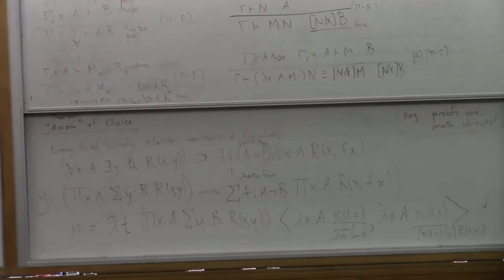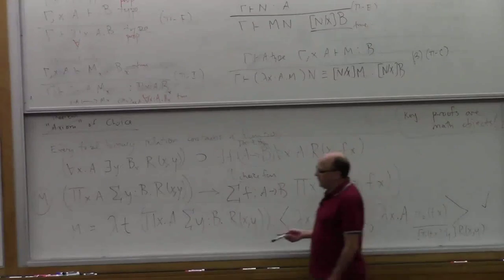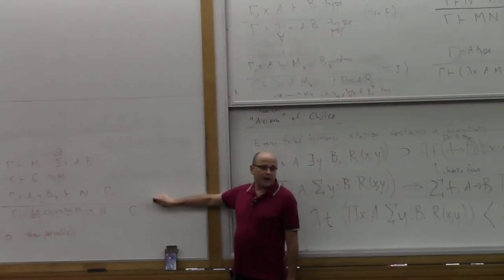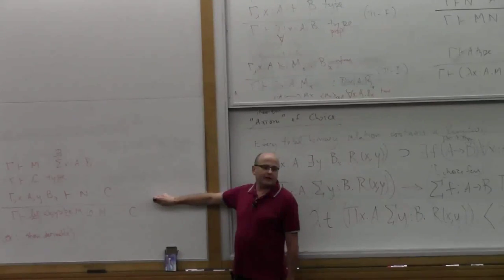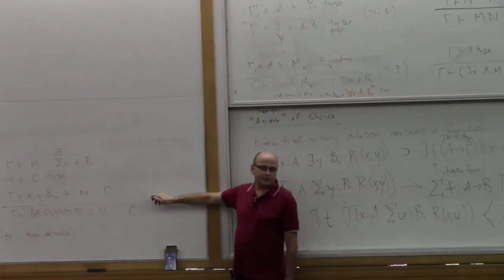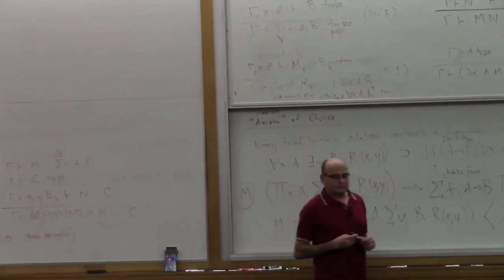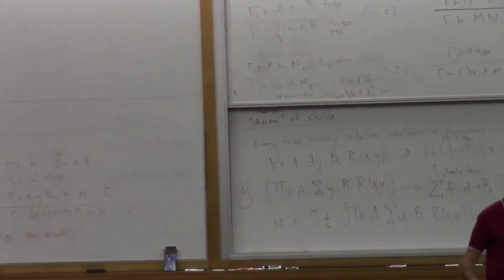Another thing you might do is, if you only had this as your elimination form for sigmas, you will fail in trying to give a proof of the axiom of choice. Try to do it, okay, and see why it doesn't work.